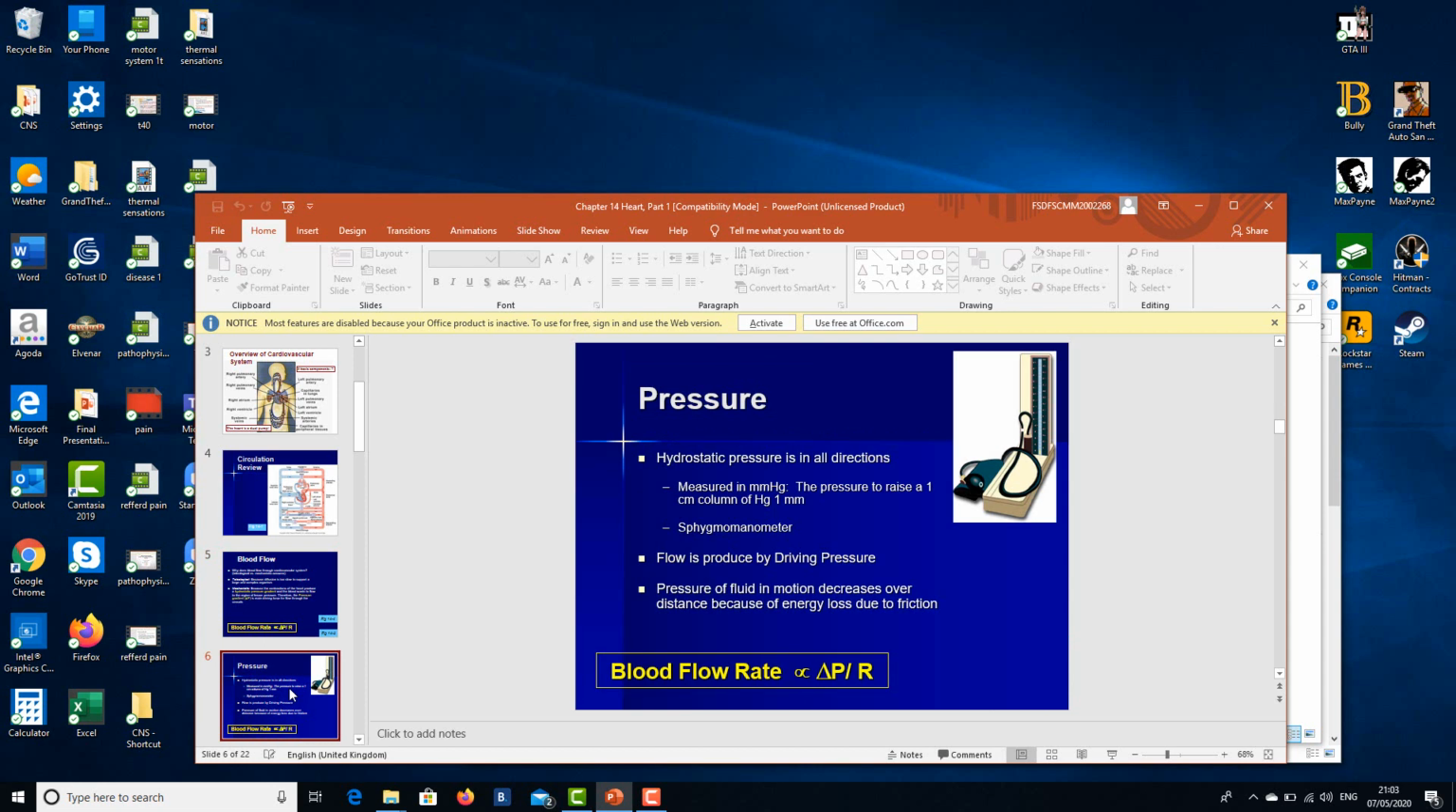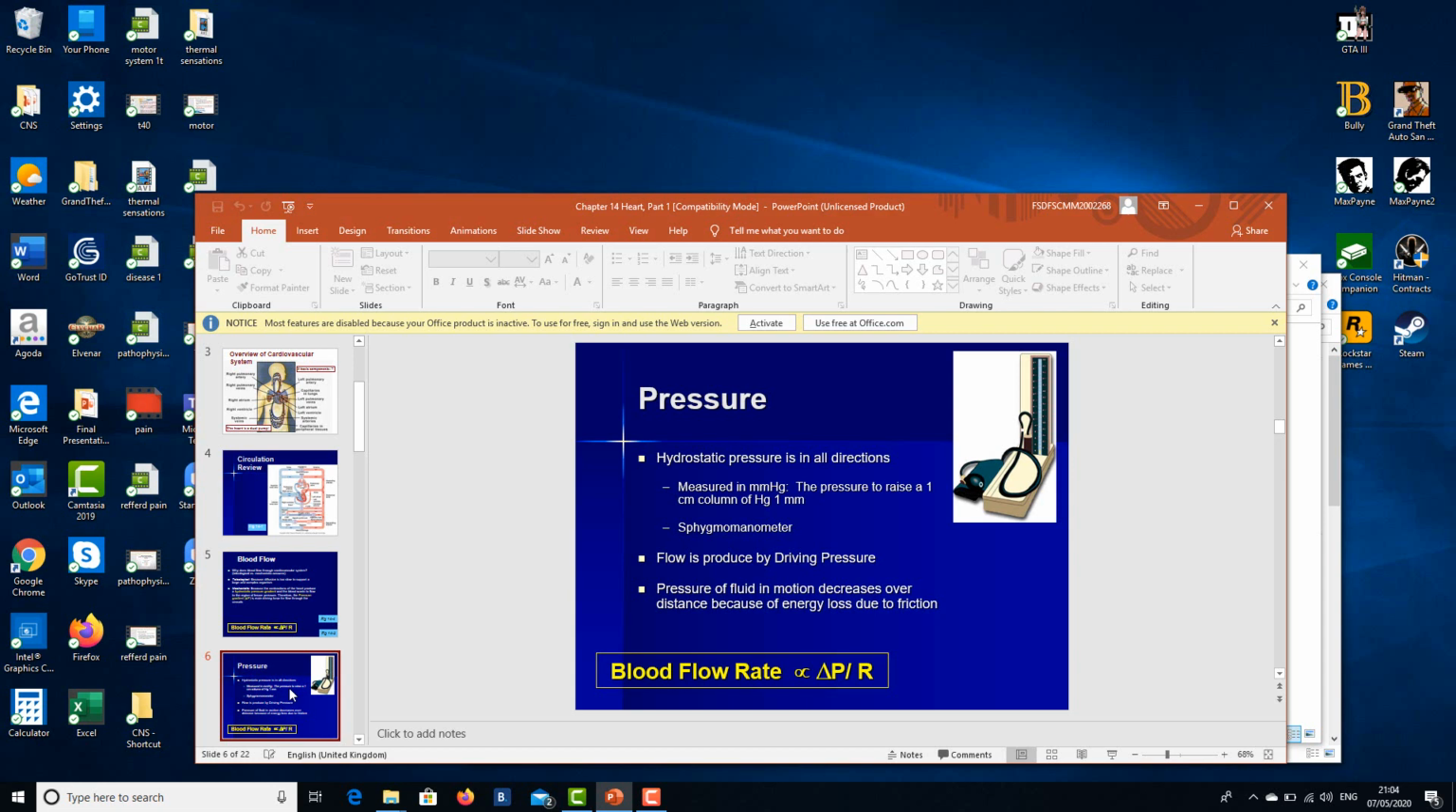Now, what is this pressure? The hydrostatic pressure is in all directions and is measured in millimeters of mercury. The pressure to raise a 1 centimeter column of mercury is equal to 1 millimeter.